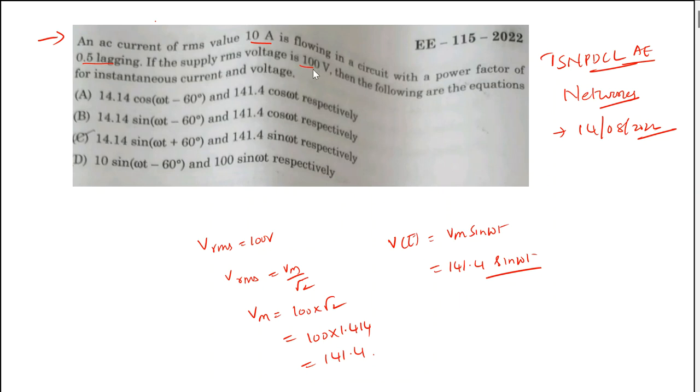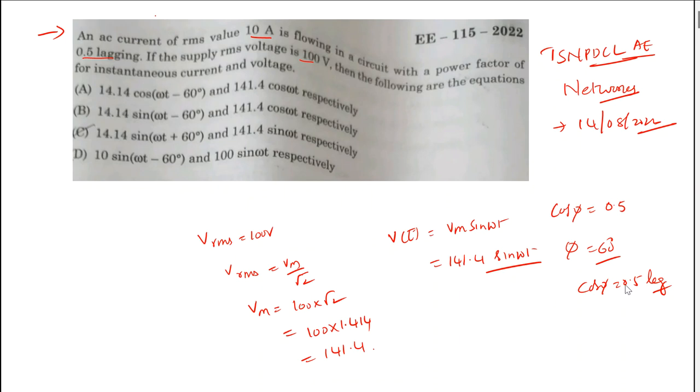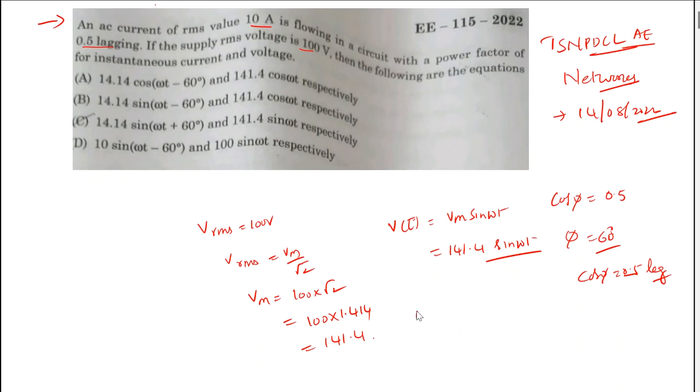Now the angle. The power factor is nothing but cos phi. So cos phi is how much? They gave us 0.5. When phi is equal to 60 degrees, cos phi will be 0.5, and it's of lagging nature. So the power factor is 0.5, which means 60 degrees. Now what is the current equation? The current equation I of t is equal to Im into sine omega t. Is it lagging or leading? It's lagging, so lagging means a plus symbol here, plus 60.